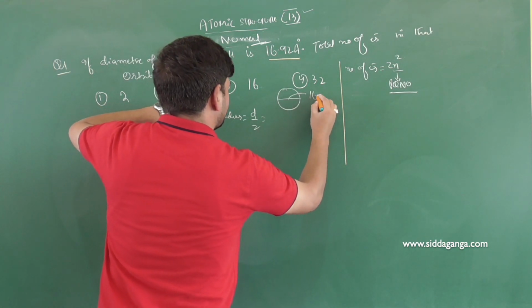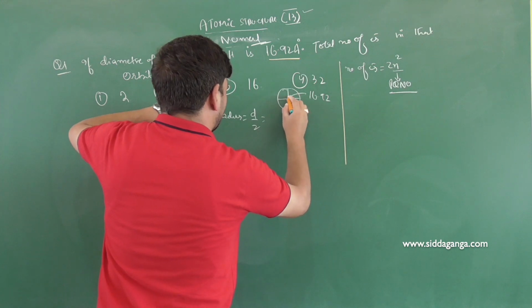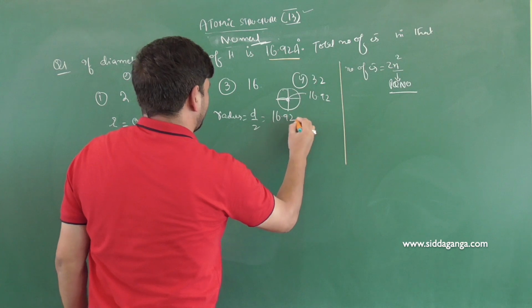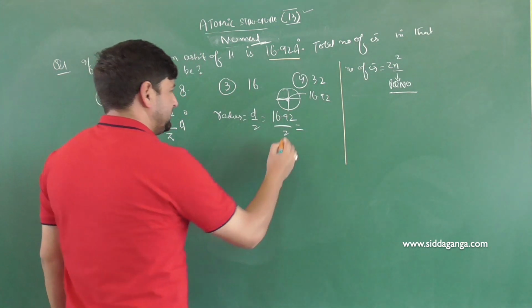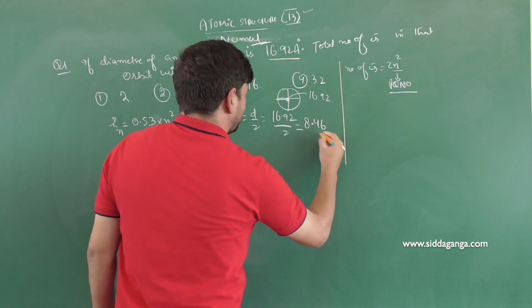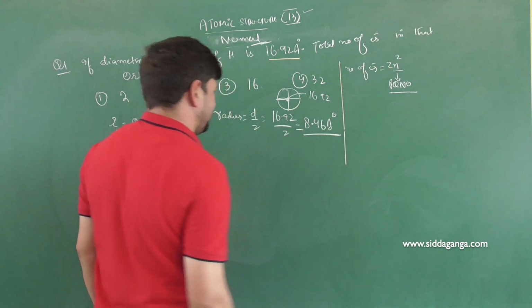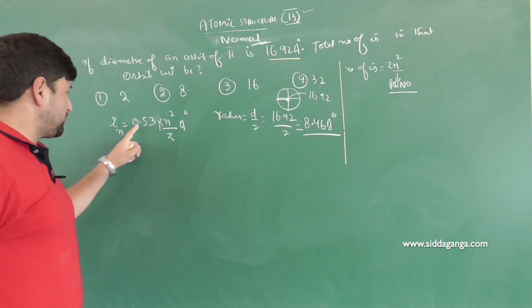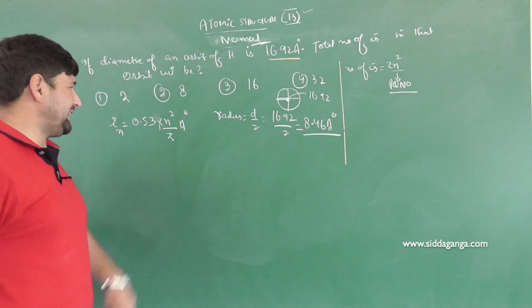The diameter of that orbit is 16.92. What will be the radius of that? Half. So radius will be d by 2, that is 16.92 divided by 2. That comes to 8.46 angstroms as the radius. Excellent. So radius of nth orbital equals 0.53 into n square by z angstroms.